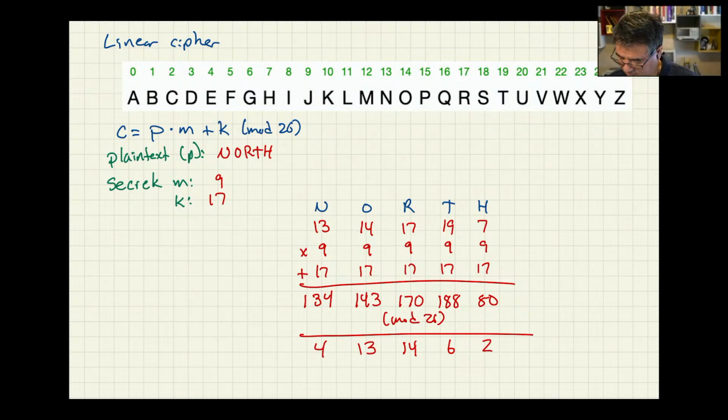So we get a ciphertext of E, N, O, G, B. So is this cipher more or less secure than the shift cipher? It's got to be slightly more secure, because now the secret key consists of 2 numbers instead of 1 number. But is this ciphertext still susceptible to statistical analysis? Well, yes, it is.